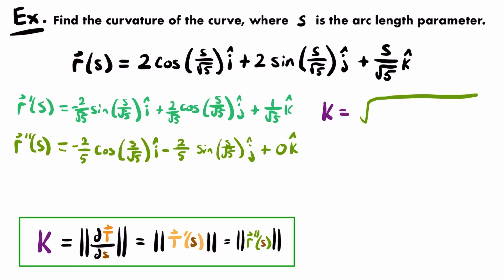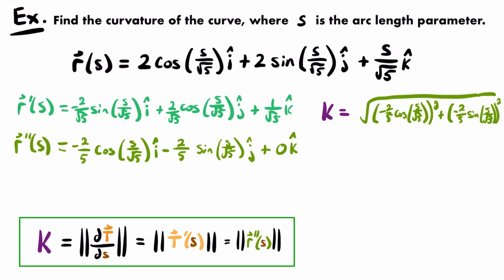So we're going to square both of them, which means we have negative 2/5 times cosine of s divided by the square root of 5 quantity squared plus negative 2/5 times sine of s divided by the square root of 5 quantity squared.